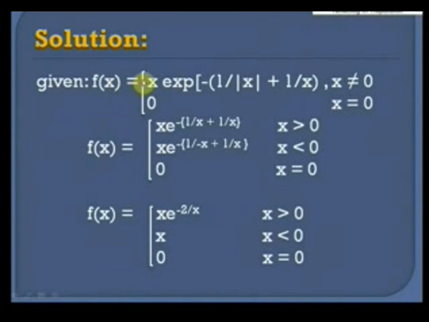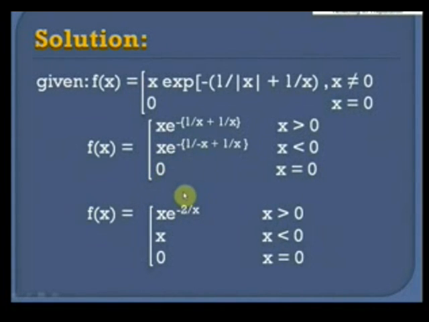Given that f(x) is equal to x into e to the power of minus 1 by mod x plus 1 by x, x not equal to 0, and is equal to 0 when x is equal to 0. Now we see that if x is greater than 0, then mod x would be equal to x. So f(x) is equal to x into e to the power of minus 1 by x plus 1 by x when x is greater than 0. When x is less than 0, then mod x is equal to minus x. So f(x) is equal to x into e to the power of minus of 1 by minus x plus 1 by x, and when x is equal to 0, then f(x) is equal to 0.